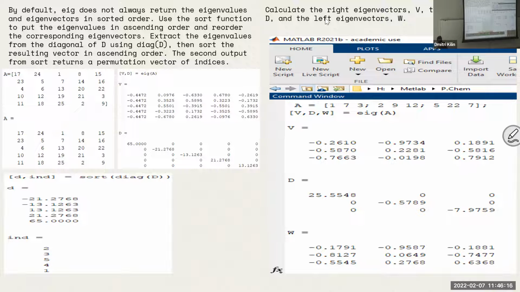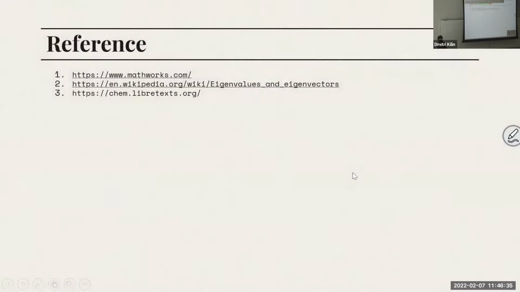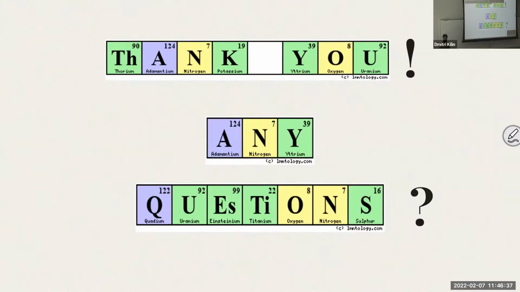And then calculating the right eigenvectors V and also the left. There is another eigenvector, that is the left eigenvector. So if we use [V,D,W] = eig(A), that will give us the right eigenvectors and also the left one, V, D, and W. Okay, so those are my references, and thank you all for your time.